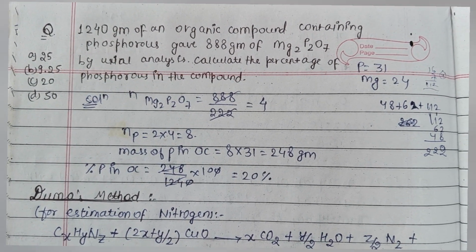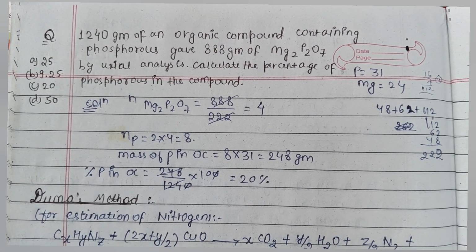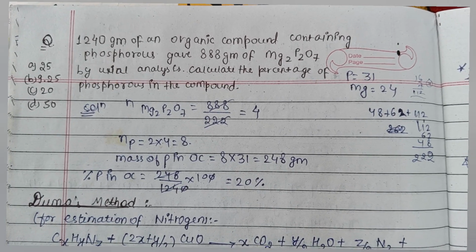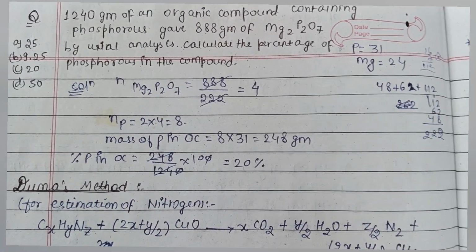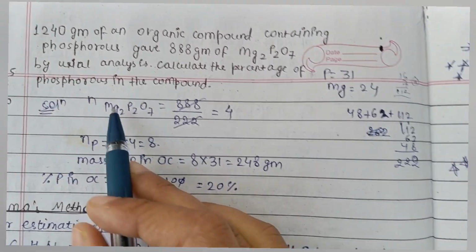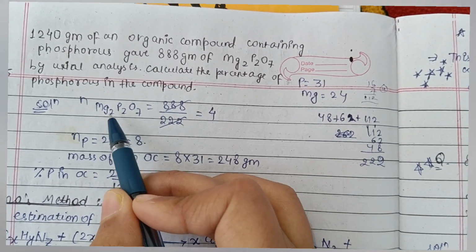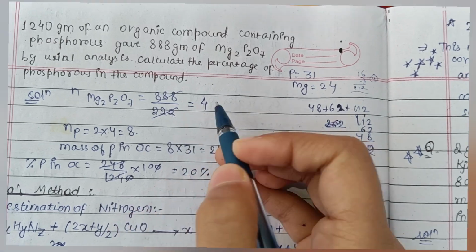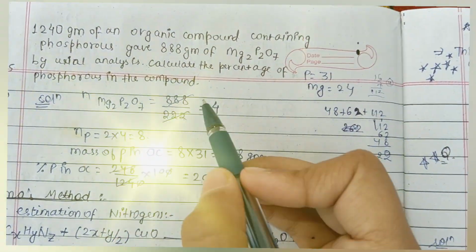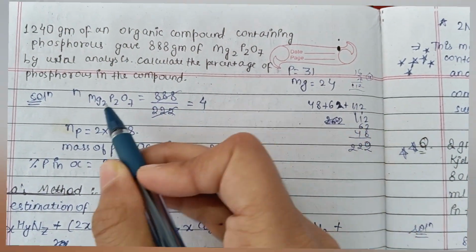1240 gram of an organic compound containing phosphorus gave 888 gram of Mg2P2O7. By usual analysis, calculate the percentage of phosphorus in the compound. So we know that the number of moles of Mg2P2O7 can be calculated by given mass divided by molar mass. The molar mass of Mg2P2O7 is 222. Again, something that you should remember. I have calculated it here. So the number of moles of Mg2P2O7 is 4.